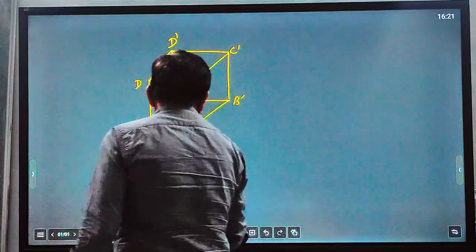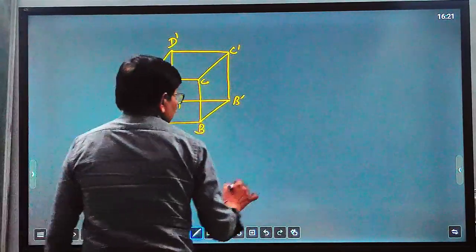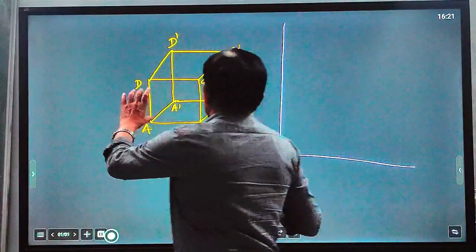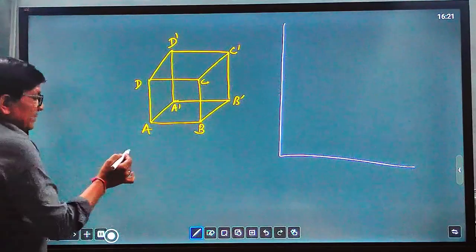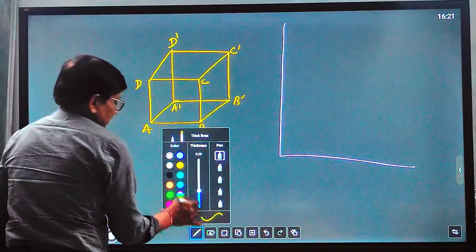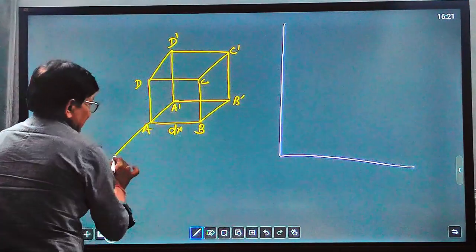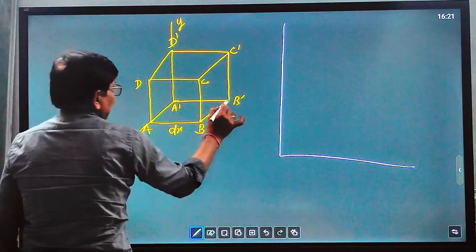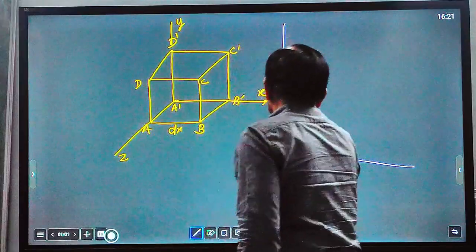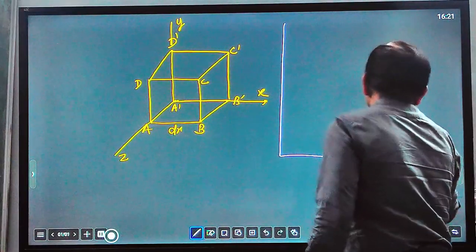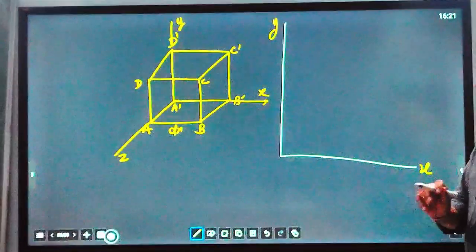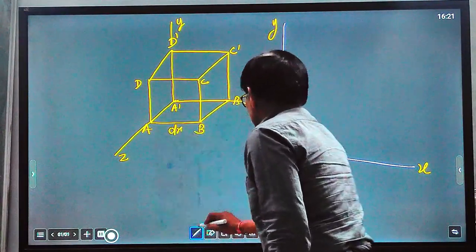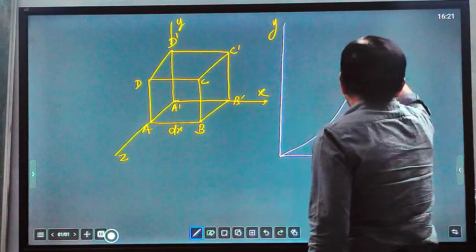Simultaneously, we have to define the velocity distribution and shear stress distribution. This is a small element in a flow field, and the dimension of this element is dx. This is direction z, this is direction y, and this is direction x. To define it in two dimensions, x and y, we will take a projection. First we will take the velocity distribution in two dimensions. This is the velocity distribution of the flow field.